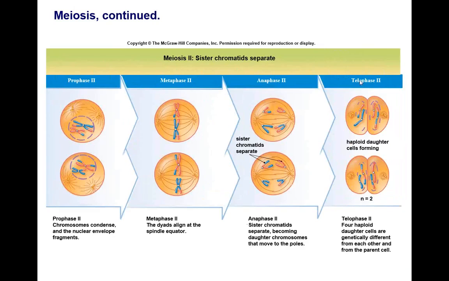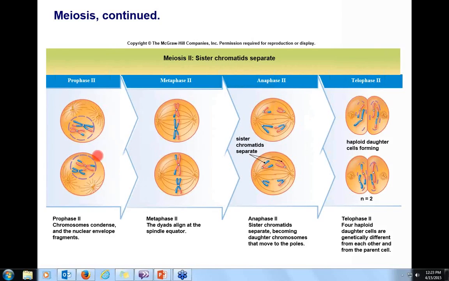Each of these 2 cells will undergo a second division. This is the one that looks most like mitosis. Again, you have the same 4 steps, just with the Roman numeral 2 afterwards. So in metaphase 2, they line up. And then in anaphase 2, the sister chromatids, each arm of the chromosome, separate. And now you have 4 haploid cells. And these cells tend to be genetically unique through processes such as crossing over, which I'm not going to cover in this lecture tonight.